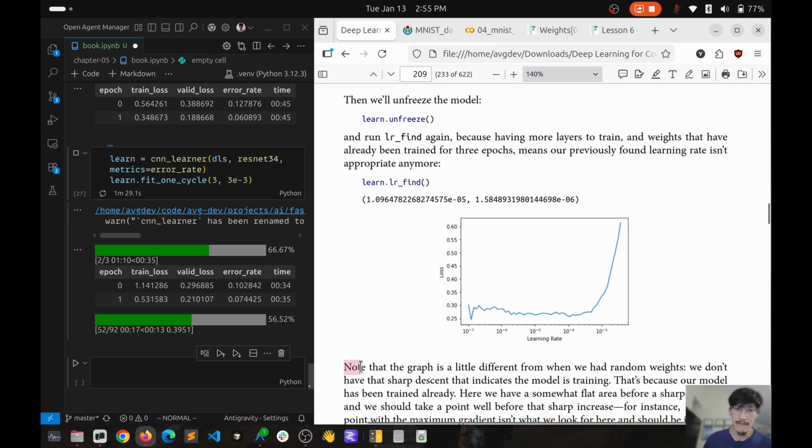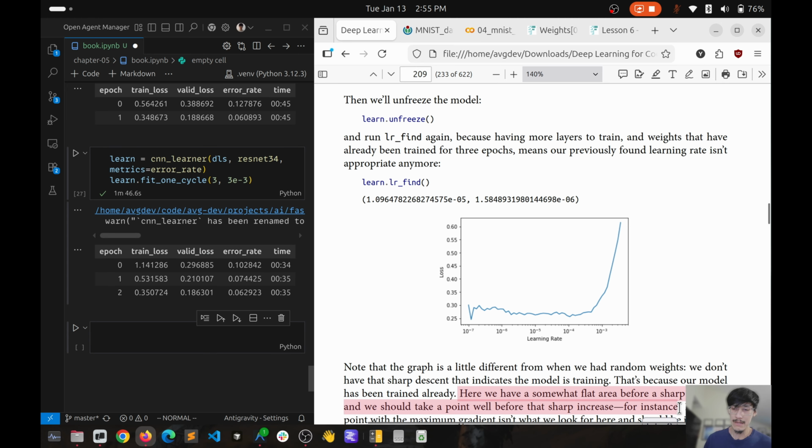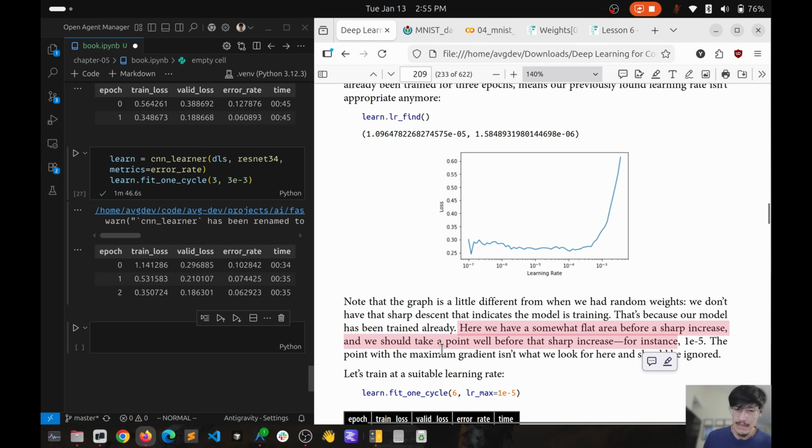Okay, so note that the graph is a little different from when we had random weights. We don't have that sharp descent that indicates that the model is training. That's because our model has been trained already. Here we have a somewhat flat area before a sharp increase, and we should take a point well before that sharp increase, for instance, 1e-5. So this is when it starts to go backwards and get worse. It'll train your model to be worse.